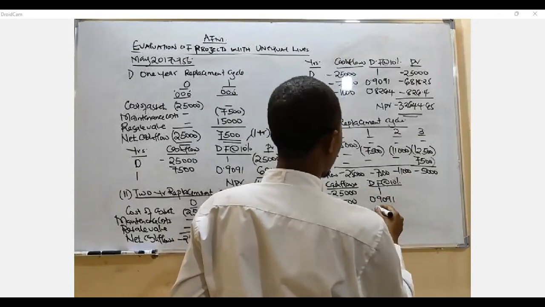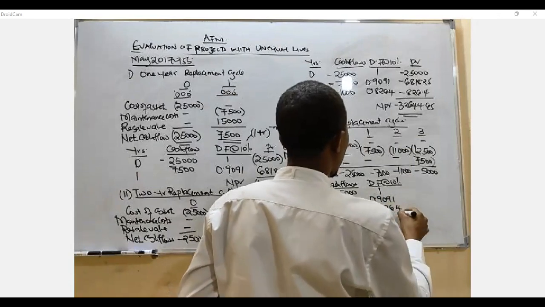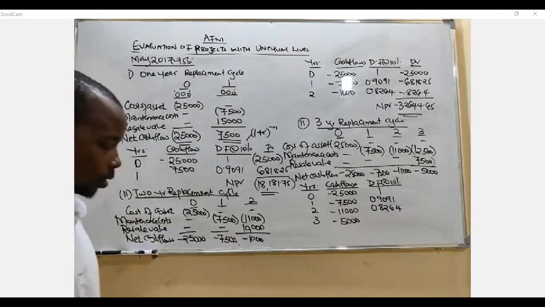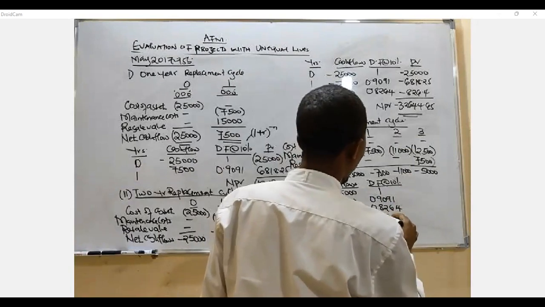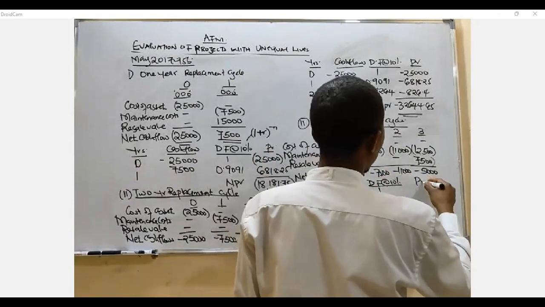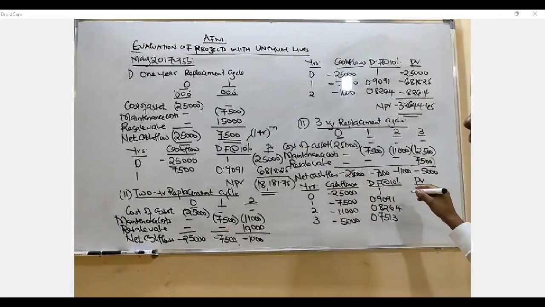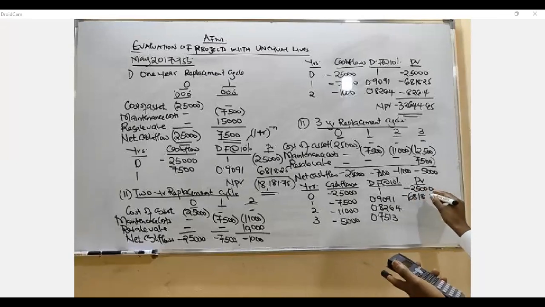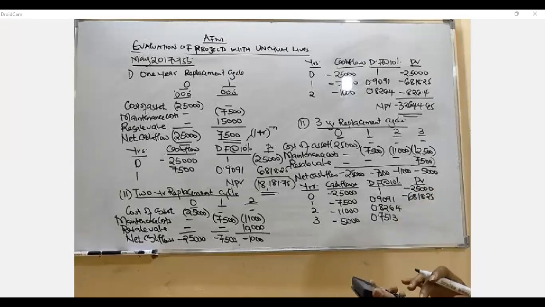The other one is 0.8264. Then the third one is how much? 0.7513. Thank you so much. Let us get the present values. The first one is negative 25,000. What about the second one? Negative 6,818.25. The third one will be how much?